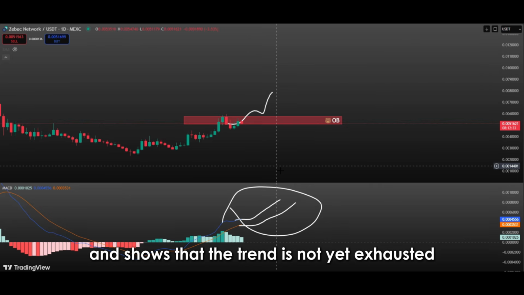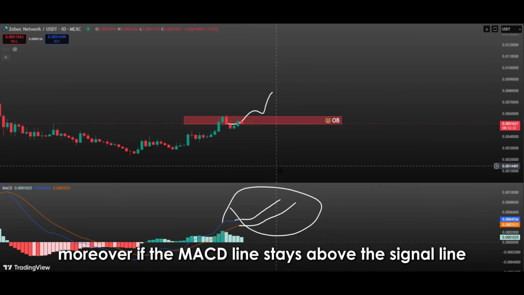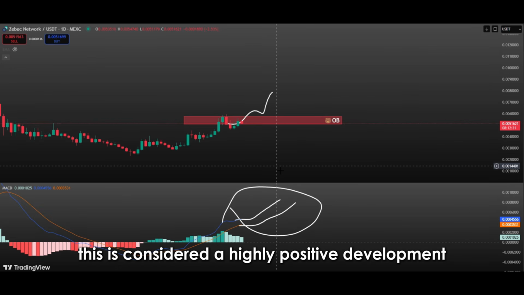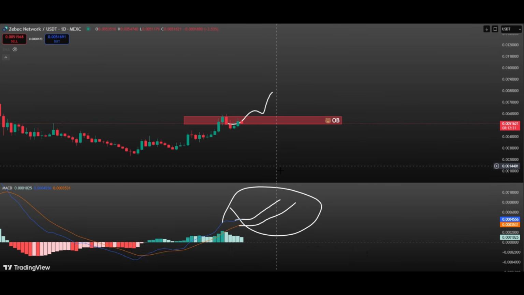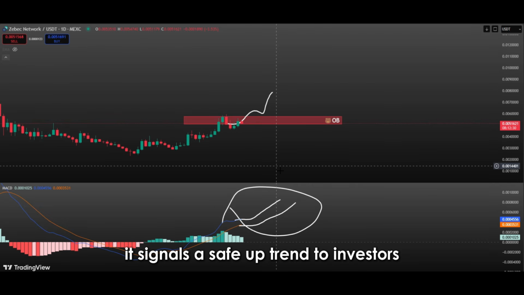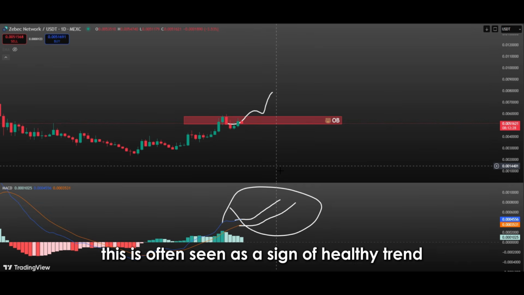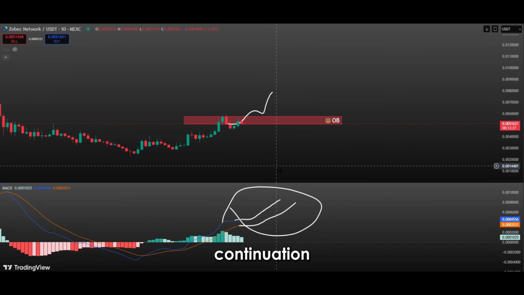is not yet exhausted. Moreover, if the MACD line stays above the signal line while both are rising, this is considered a highly positive development. It signals a safe uptrend to investors. Even if there are minor pullbacks, this structure suggests the overall upward trend is likely to continue. On price charts, this is often seen as a sign of healthy trend continuation.